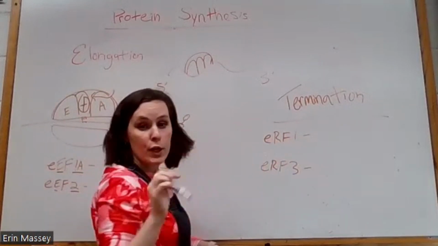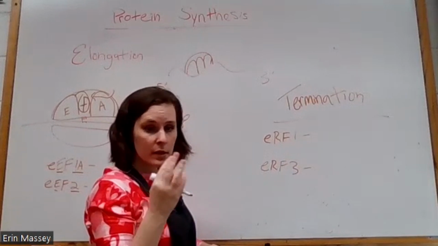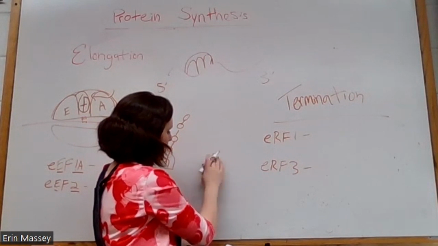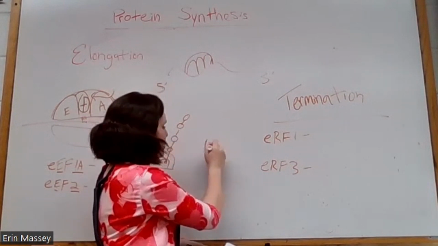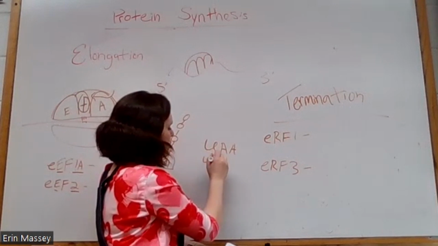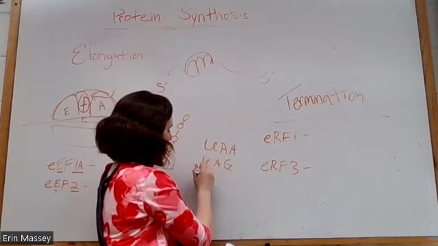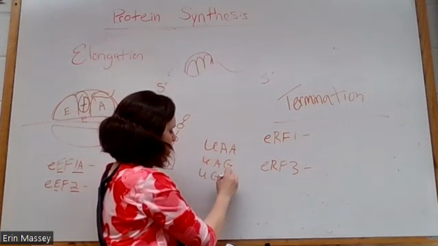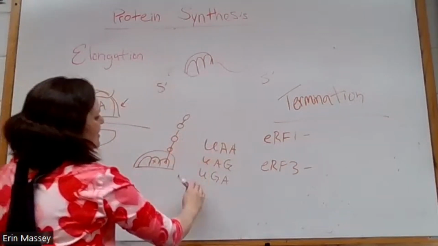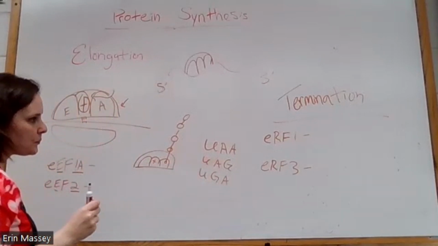How do you cut it off? You have 3 stop codons on there. I'll start with you: UAA, you are away. UAG, you are gone. And UGA, you go away. Like Georgia. No. So you have 3 stop codons.